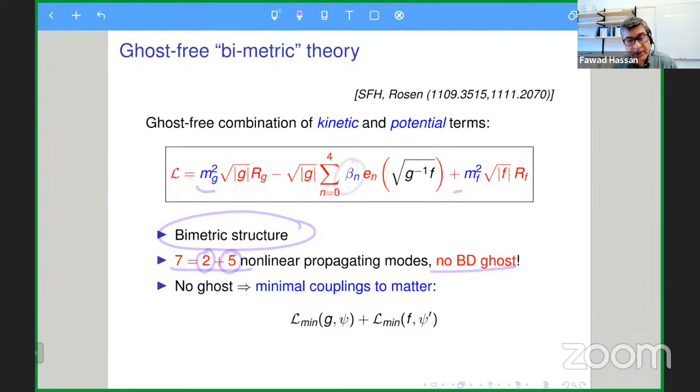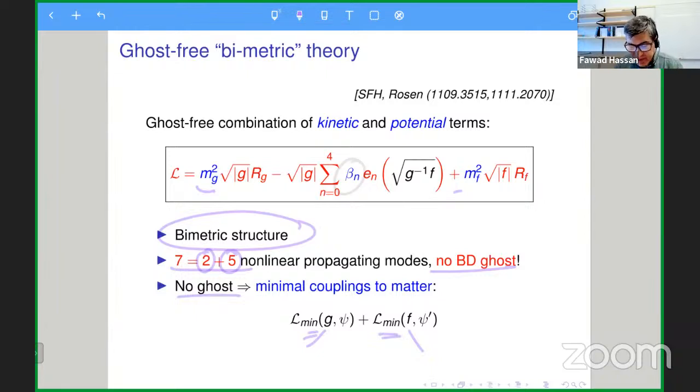Now, how do you couple this to matter? It turns out that, again, the requirement that there is no ghost dictates the matter coupling. It tells you that the metrics G and F cannot couple to the same type of matter, first of all. They have to couple to different kinds of matter. And the different matter couplings are just minimal couplings. So the metric G mu nu will couple to a copy of the standard model exactly as in general relativity. And the metric F mu nu will couple to another copy of its own fields exactly as in general relativity. So these are both minimally coupled Lagrangians between the two fields and matter.